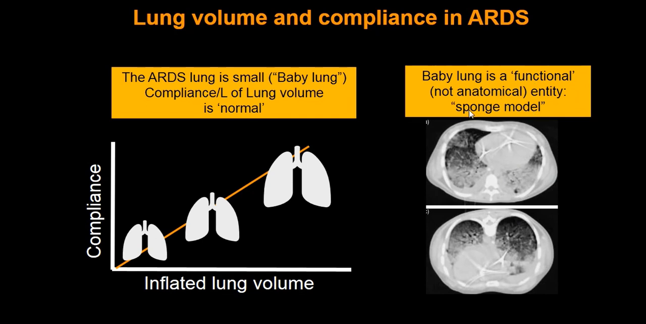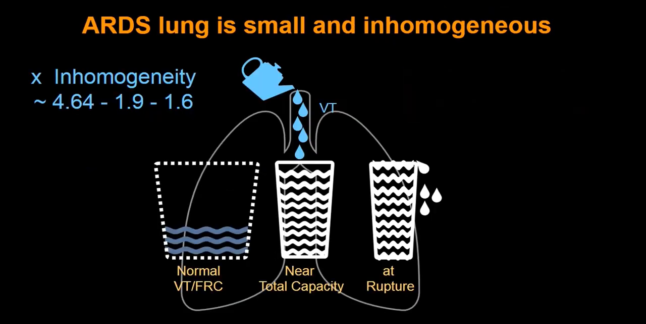So with the sponge, the water follows gravity. But it doesn't stop there. The lung is not only small, but it's also inhomogeneous. What does that mean? It means that if we calculate the FRC as a whole, it will give us an idea, the tidal volume divided by the FRC, which is the strain. But this strain is not distributed in a homogeneous fashion.